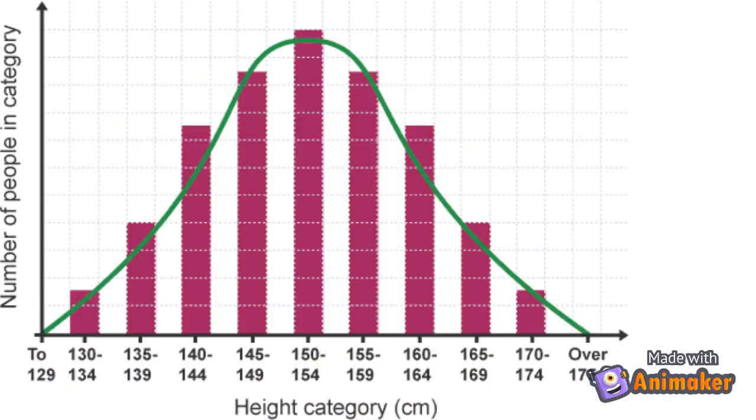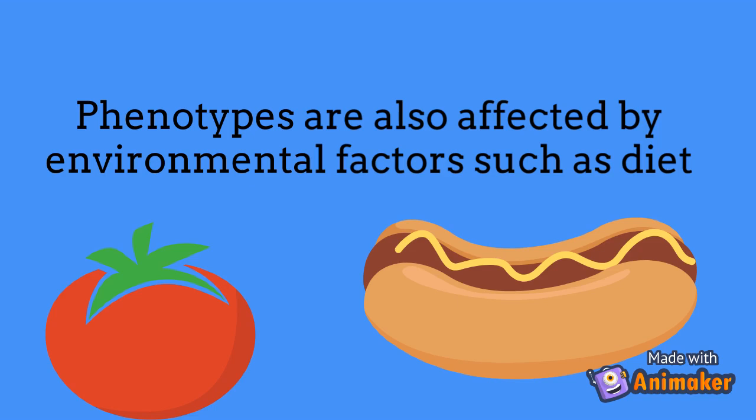One example of continuous variation is height. Height is constantly changing, and although you do tend to stop growing after a certain age, there's a wide range of values that come with height. Many phenotypes are also affected by diet or environmental factors. So, for example, a person's height can also be affected not just by the genes, but also by the amount of nutrition that they get.